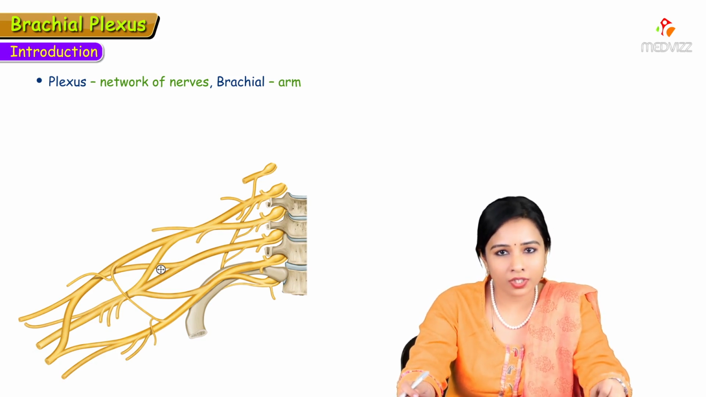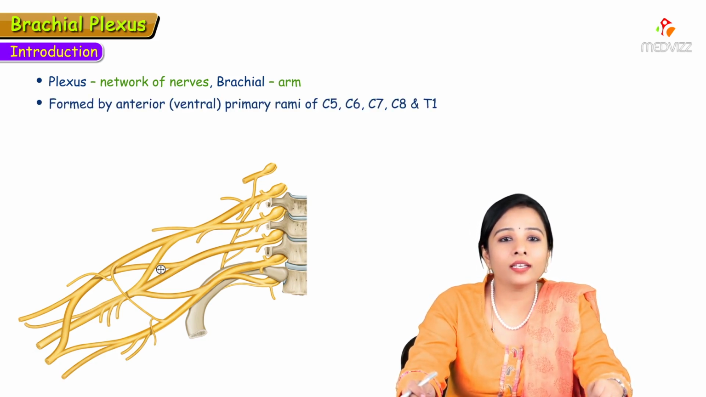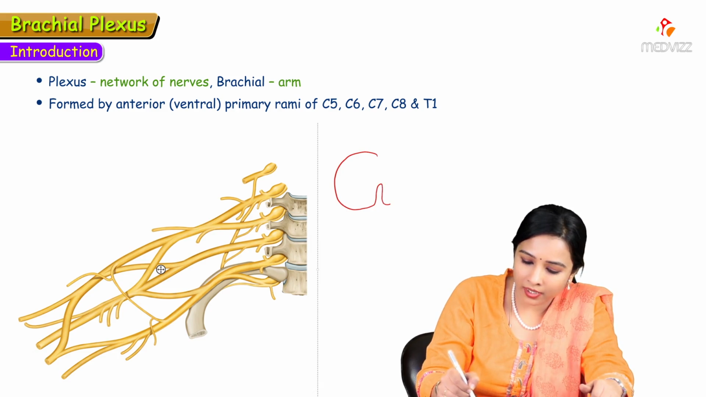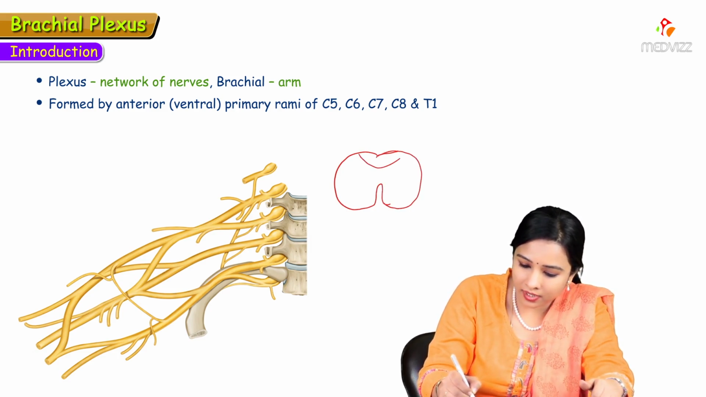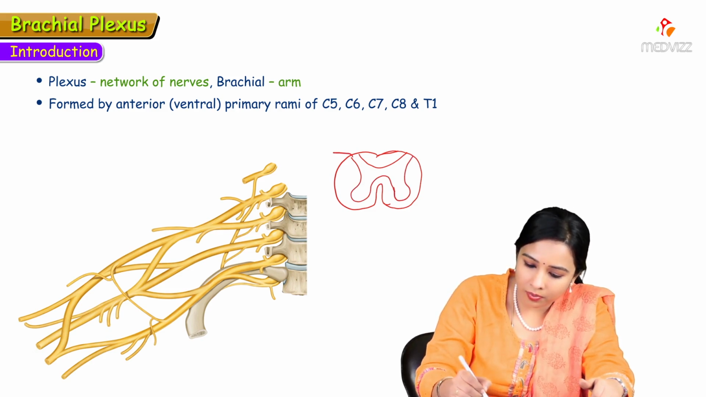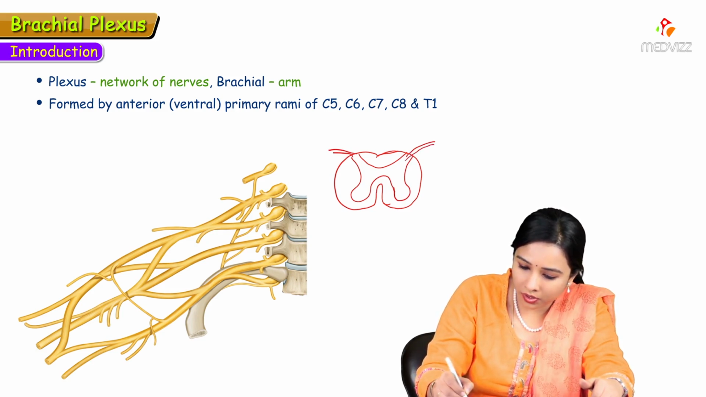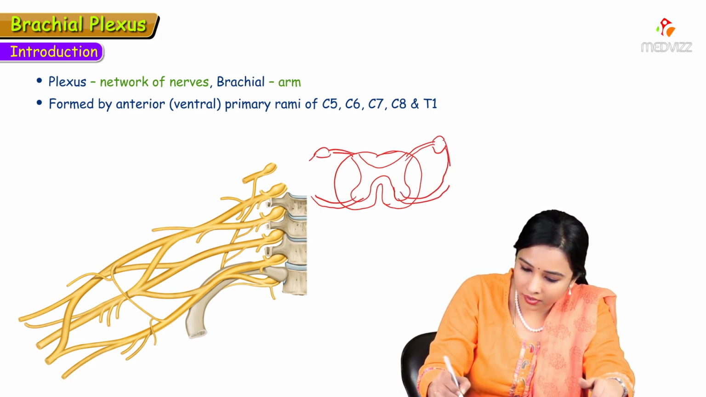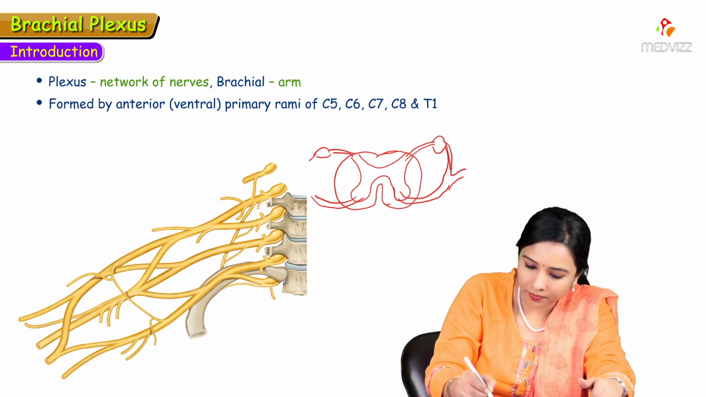They are a network of nerves which are formed from the anterior primary rami. So I am drawing a cut section of the spinal cord, where we can see the central H-shaped gray matter. Each has a posterior root or the dorsal root, which relays here. Here is the dorsal root ganglion, and now this is the ventral root. The dorsal root and ventral root join to form the spinal nerve. Here also the dorsal and ventral roots join to form the spinal nerve.